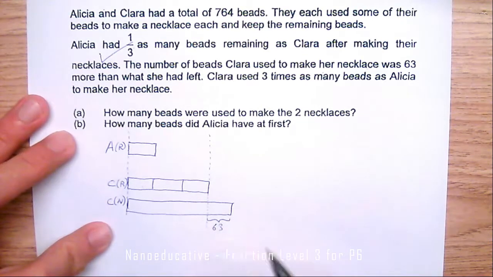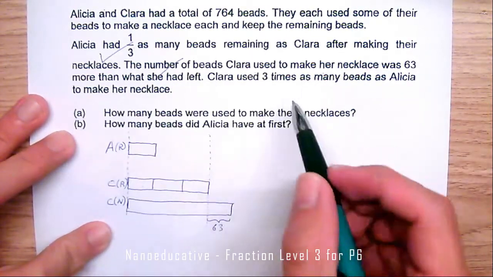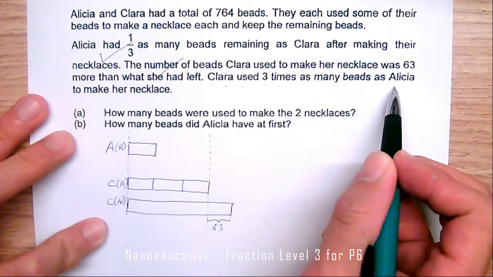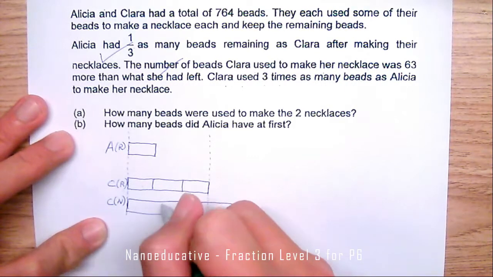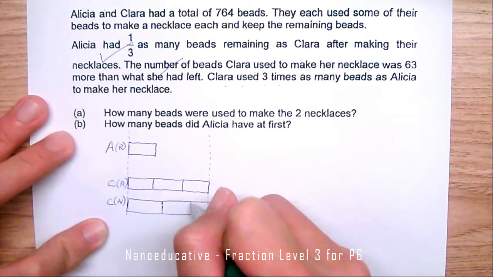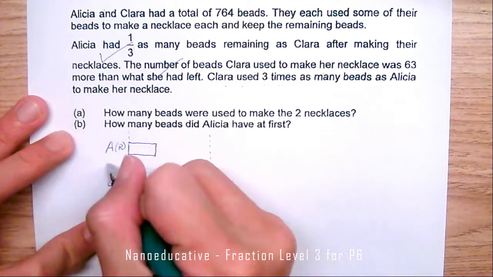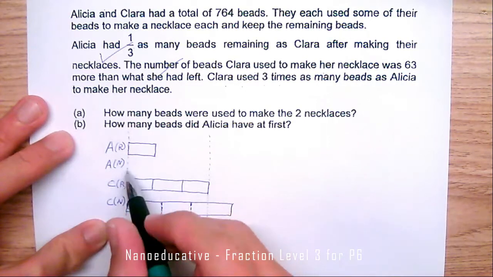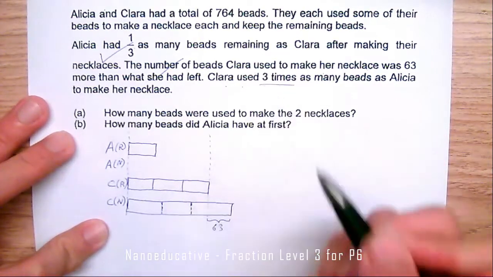Okay, so I'm done with this. Then they said that Clara used 3 times as many beads as Alicia to make her necklace. So I'm going to divide this entire thing into 3 portions. Once I've divided this, here I'm going to put Alicia's necklace. The number of beads that Alicia used is 1/3 of Clara's, because Clara used 3 times as many, right?